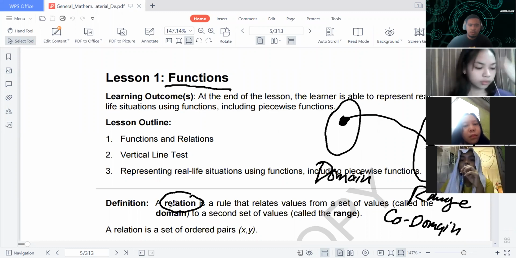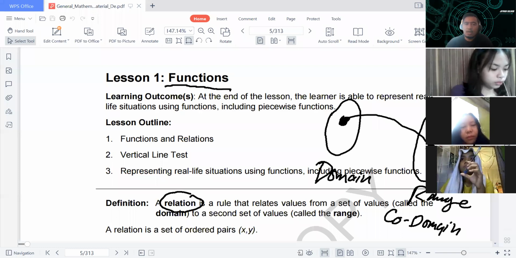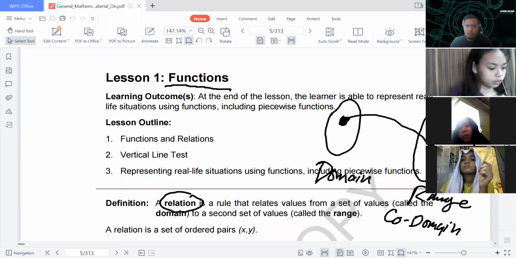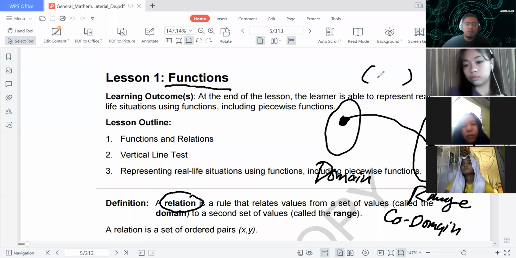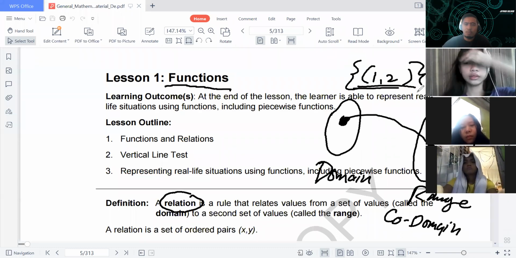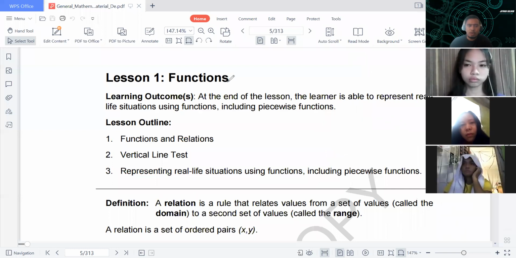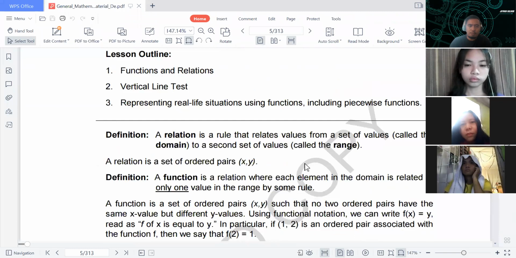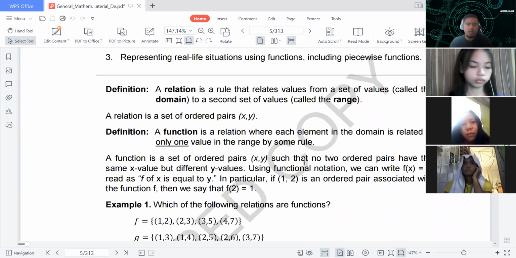So now, that is the definition of relation. Again, it will be called a relation if you assign one element from the domain going to the codomain. Meaning, if there is one ordered pair in your set, for example 1, 2, then that is already an example of a relation. As long as you have one ordered pair, that will be called a relation.